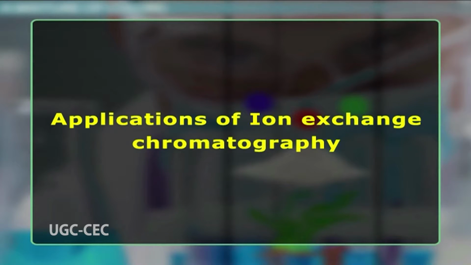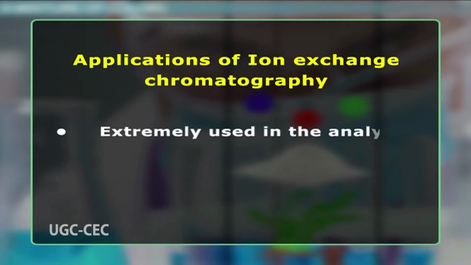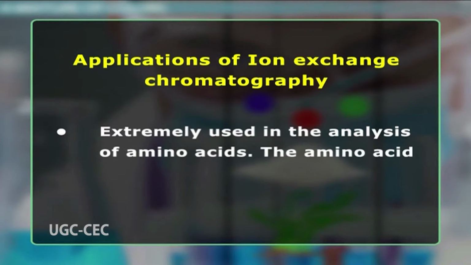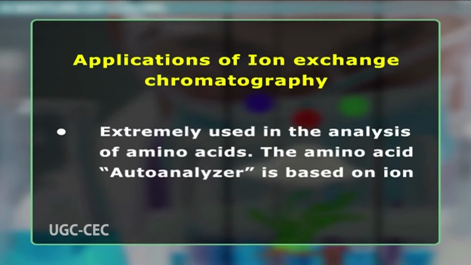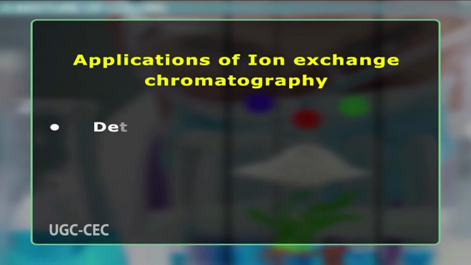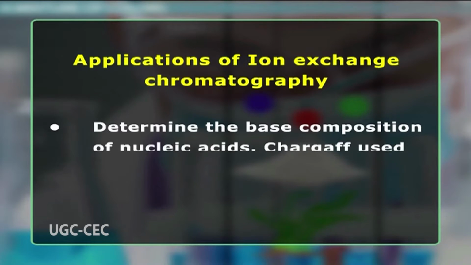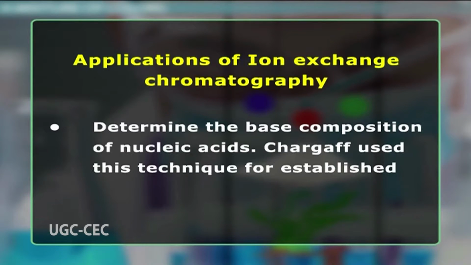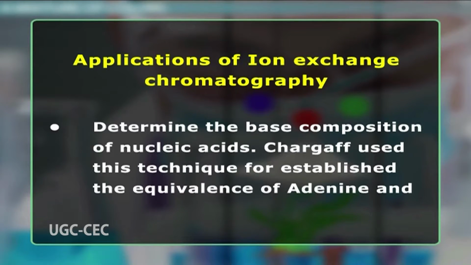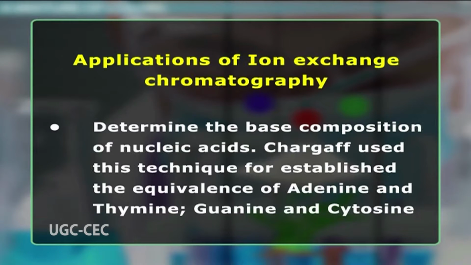Now, the applications of ion exchange chromatography. The important applications of ion exchange chromatography are as follows. It is extensively used in the analysis of amino acids. The amino acid autoanalyzer is based on the ion exchange principle. It is also used to determine the base composition of nucleic acids. Chargaff used this technique for establishing the equivalence of adenine and thymine, guanine and cytosine.